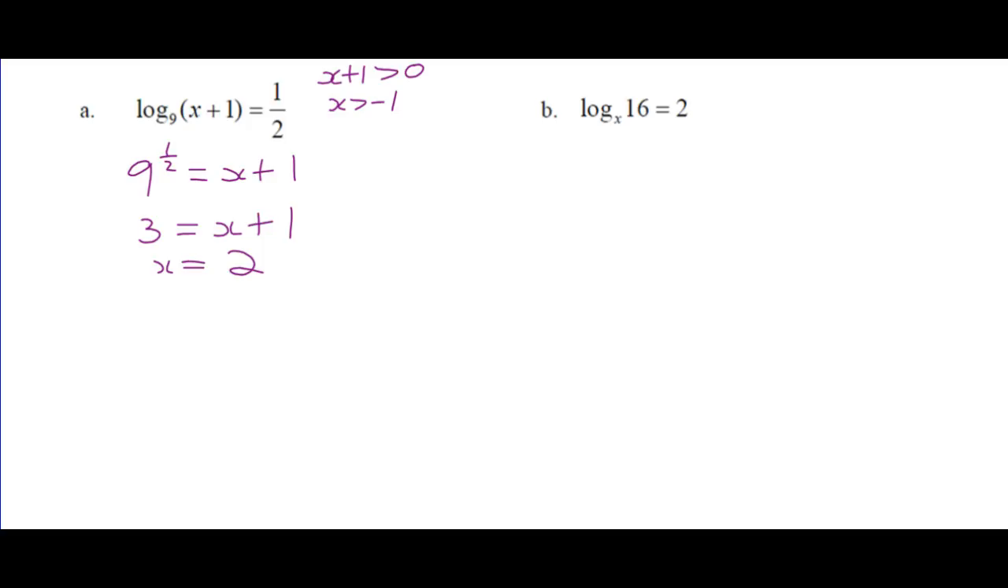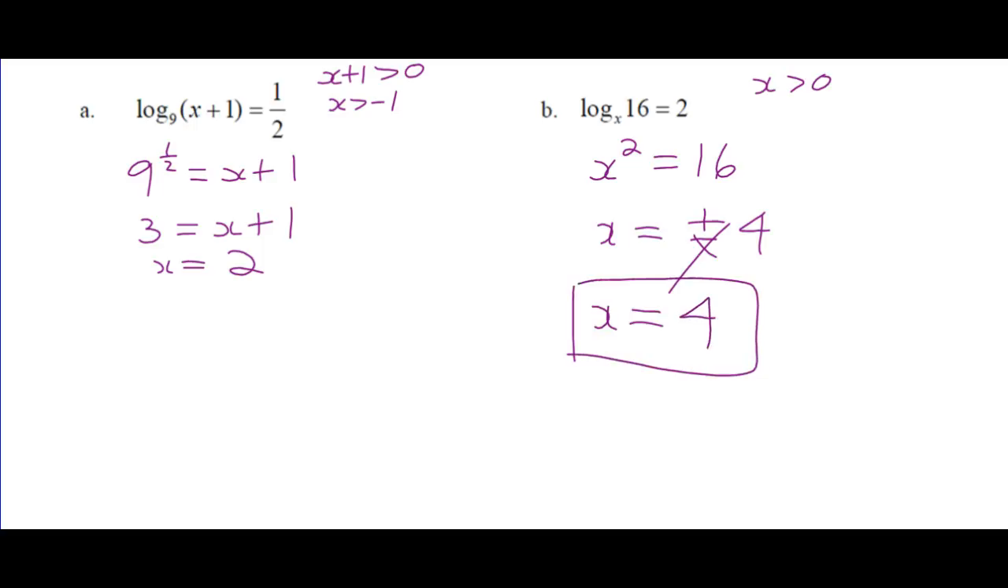Anyways, what do we do here? Log base x. What do we know about x? So the base has to be greater than 0. Okay, how do we solve this? Okay, so x squared is 16. x is plus or minus 4. Cross out the minus 4, because we know that x, the base, has to be greater than 0. You cannot have a negative base. You can have a negative argument, but not a negative base.